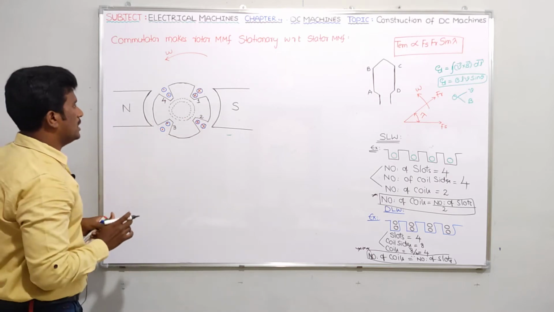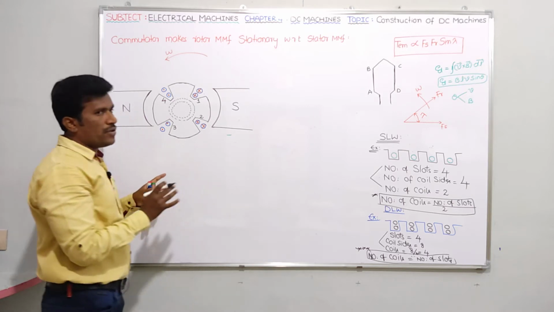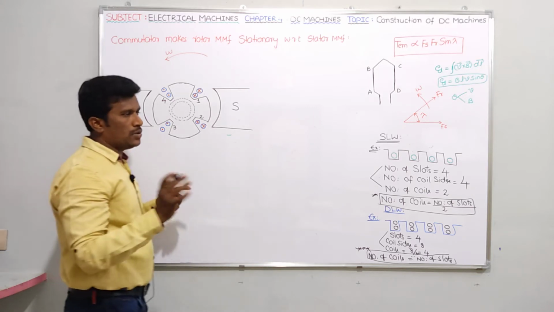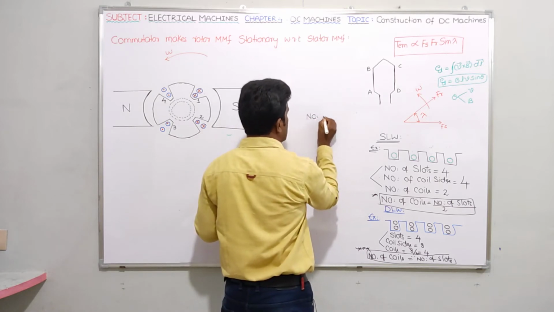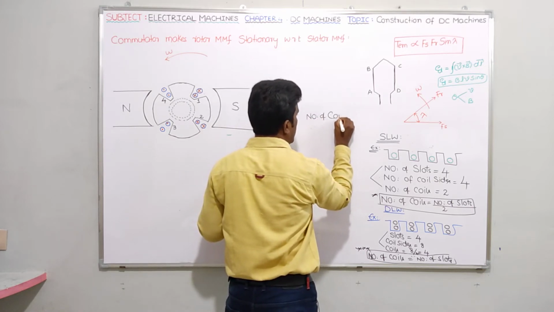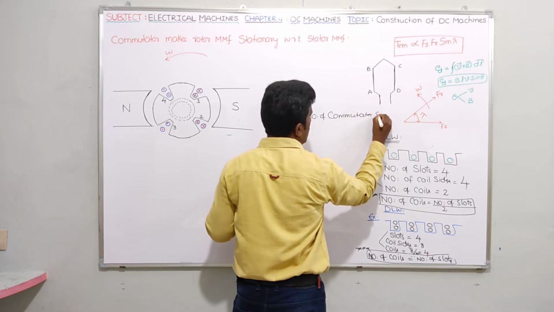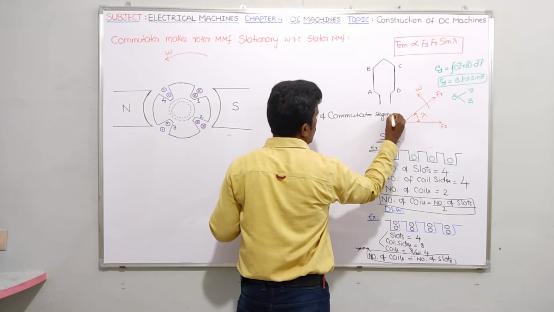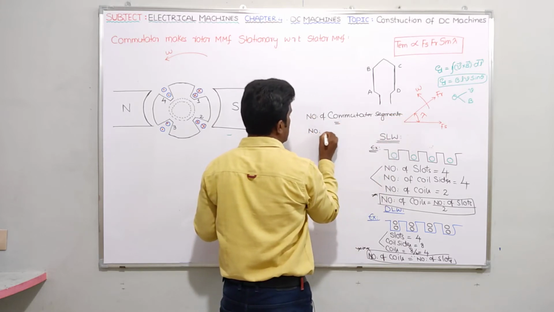Okay, right, guys. Now let me ask one question. How many number of commutator segments will be there? That I already told in the previous video. Number of commutator segments will be equal to how much? Number of coils.